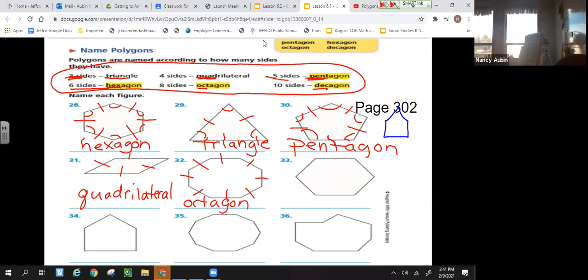And then number 33, Ellie. Hexagon. Okay, number 34. Pentagon. Sorry, I got to write above because it won't let me write below. Cooper, number 35.